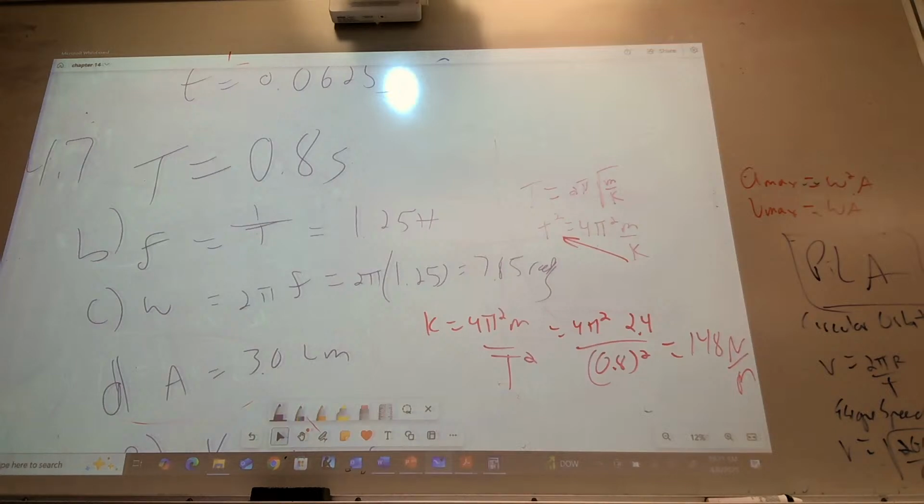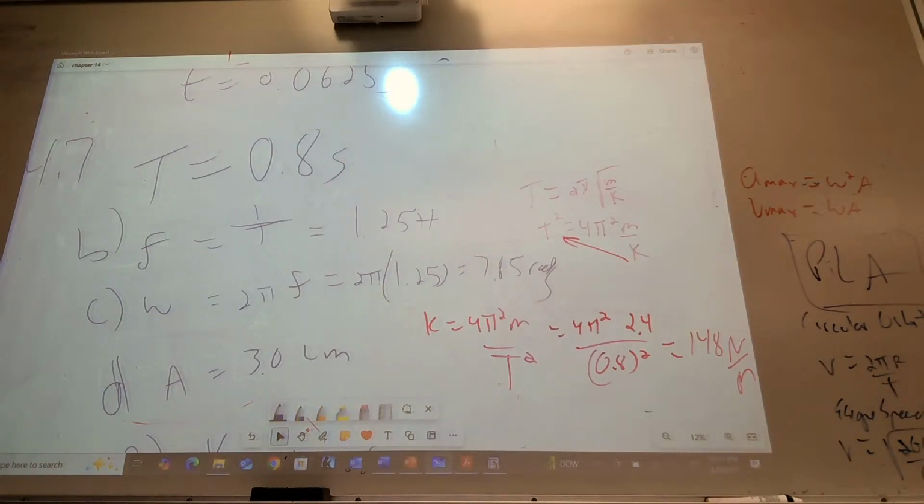Do we need to solve for F or this? No, we're done. The question was just what is the force constant? That's it. K is your force constant for the spring. Okay, we're going to do 9. If it was asking for F, what would it be like? It'd be K times X. They'd have to give us a distance.